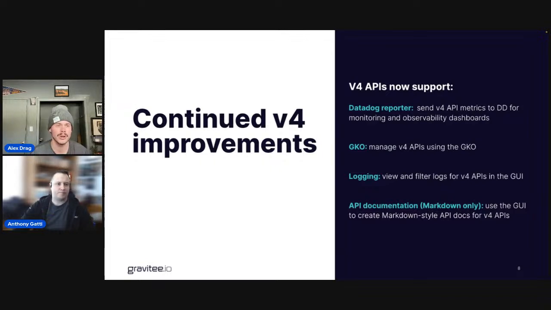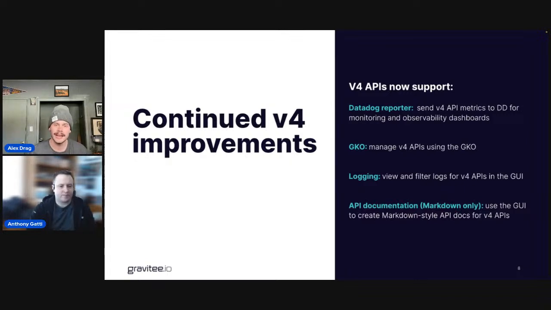The GKO, or Gravitee Kubernetes Operator, essentially enables you to manage Gravitee resources such as APIs in a declarative fashion using Kubernetes. So it's a totally Kubernetes native way to manage your Gravitee stuff. This is, of course, in addition to the management API that Anthony mentioned earlier and the GUI. All those things you can use to manage your various Gravitee resources, configure gateway settings, et cetera. But now the Gravitee Kubernetes Operator can be used to manage your V4 APIs.